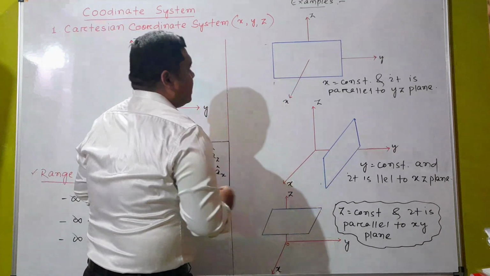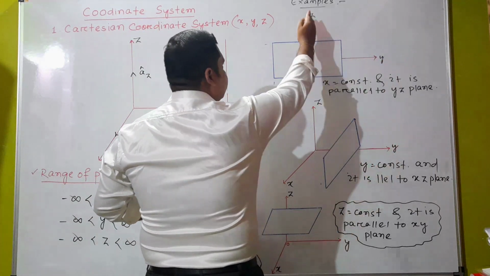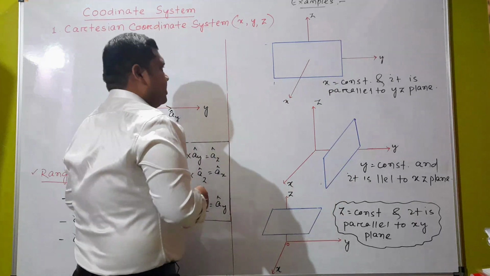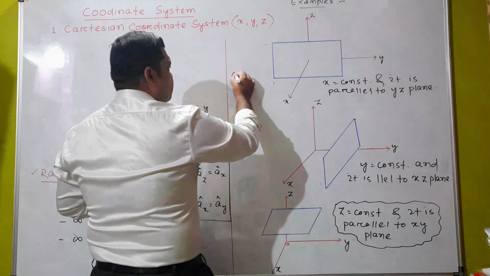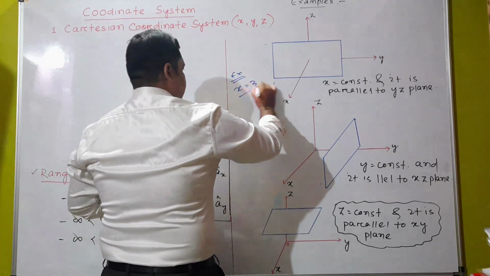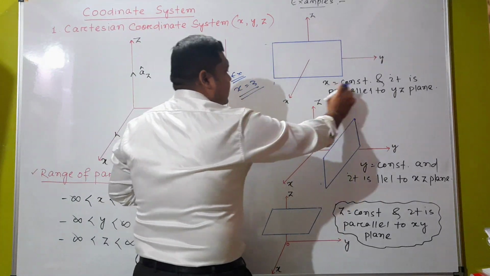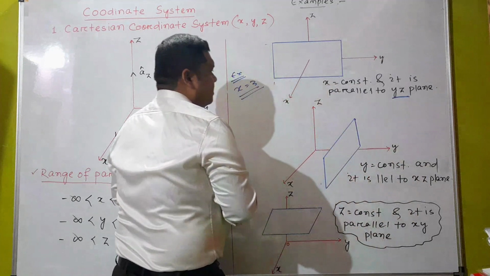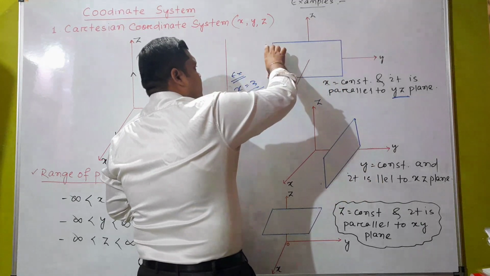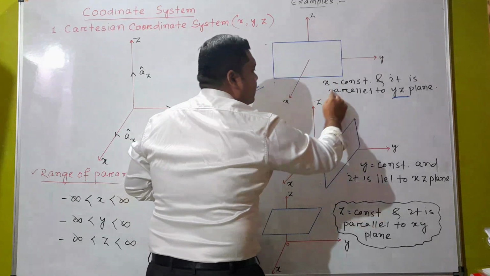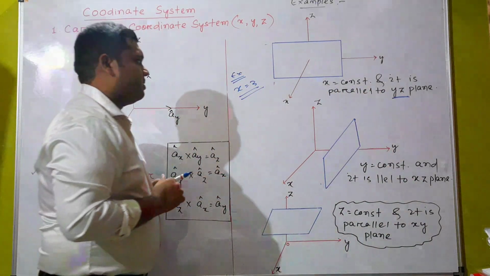Here I will show certain examples. Look at this example. In this example, this is the y parameter, this is the z parameter and this is the x parameter. Here x equals a constant. If I take an example, suppose x equals 3, because it is constant. Now, if x equals 3, it is parallel to the yz plane. Why the yz plane? In this direction the y value changes, and in this direction the z parameter changes. That's why if x equals a constant, it is parallel to the yz plane.